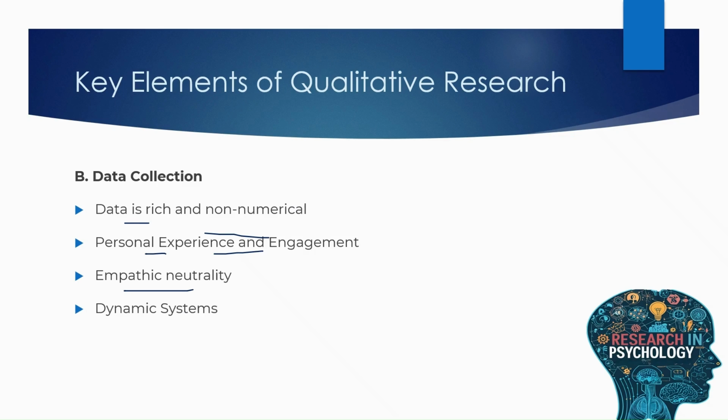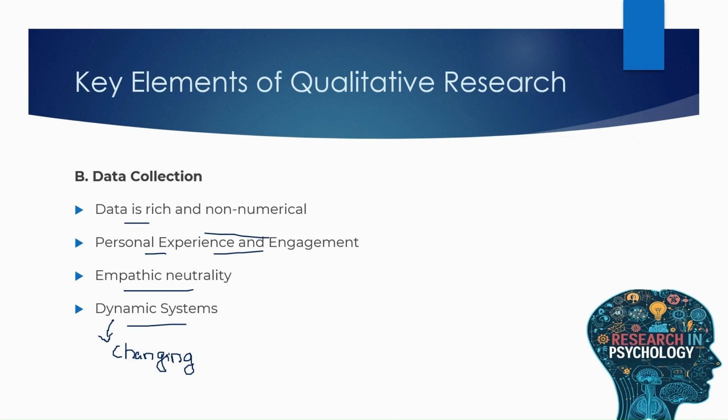Finally, the data collection involves dynamic systems. Okay. Dynamic means something that keeps changing, something that's not fixed or stable. So we said that the research design is also pretty flexible. Similarly, data collection is also a dynamic system that can be adapted or changed as and when required while continuing with the study. All right, so you don't need to have a fixed system of data collection. You can change it anytime according to the requirement or the need of the study.